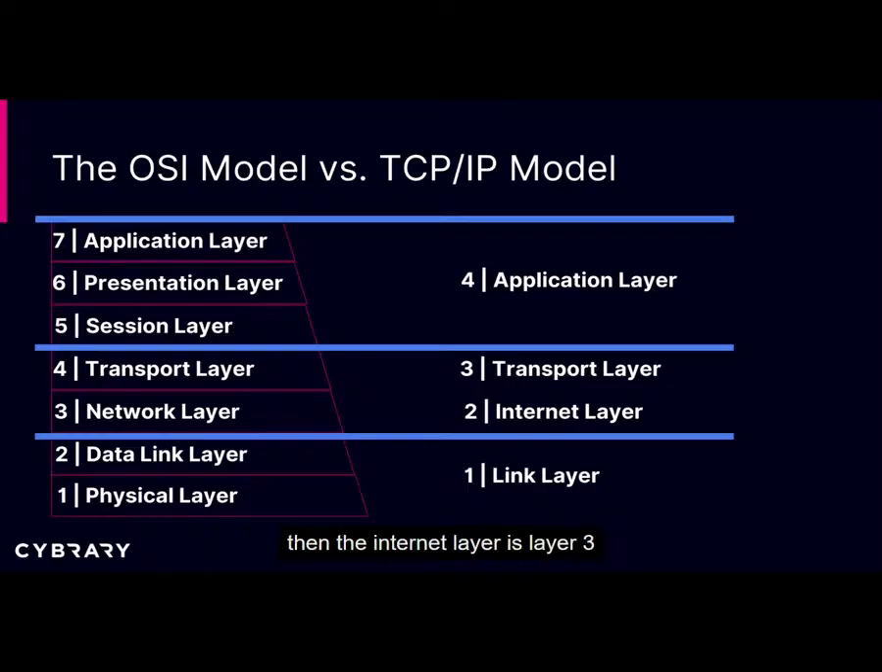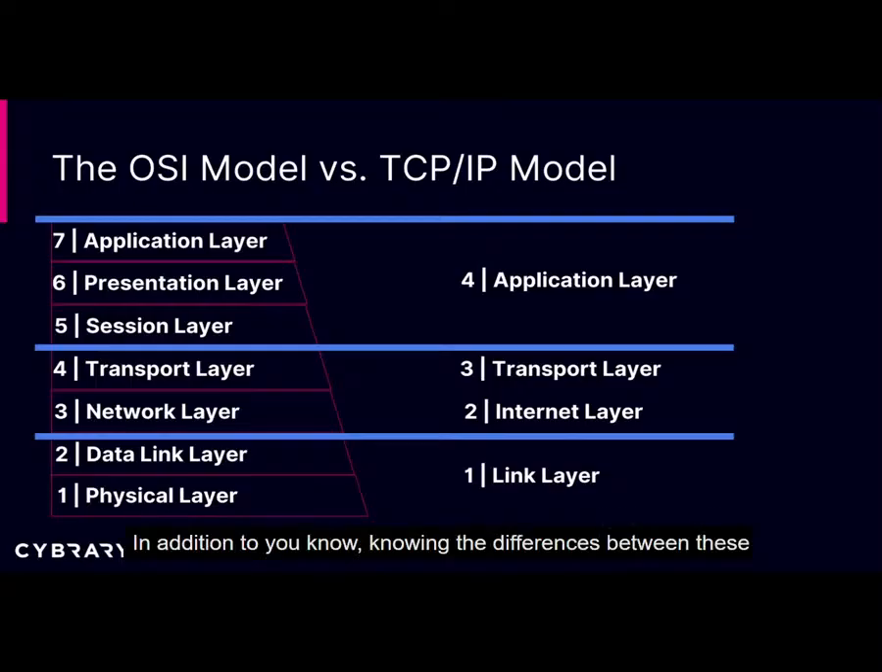And then the internet layer is layer three in the OSI model. We call it the network layer, but in the TCP/IP model, we call it the internet layer. And then the next layer is transport layer, so it has the same name as the one in the OSI model, but here it's layer 3. And then finally, the TCP/IP model just has one application layer that represents everything rolled up that we show as the session layer, presentation layer, and application layer in the OSI model.